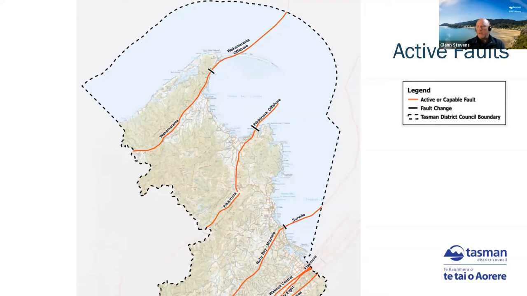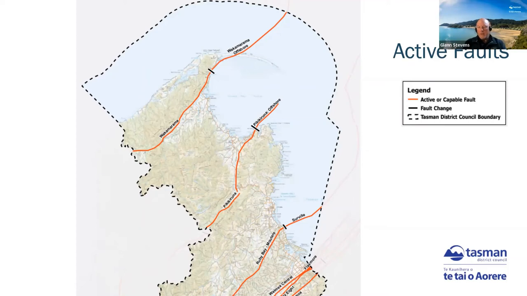In the Pikikiruna case, it's a very prominent fault scarp. As you drive down the Takaka Valley, you'll see it on the right-hand side. Whereas the Ruby Bay Moutere fault doesn't have any surface expression, it's at some depth.